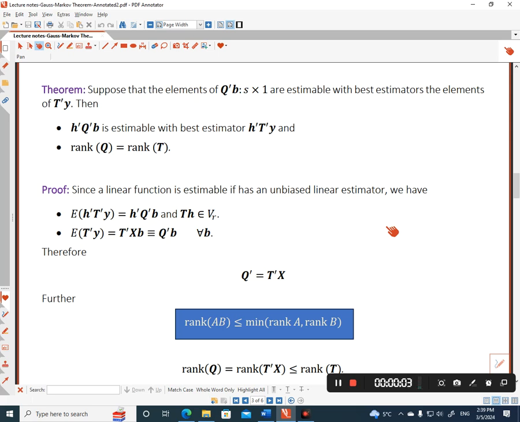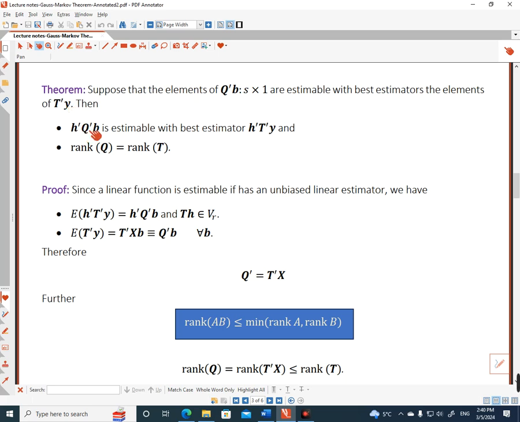Let's look at this final theorem in which we have an estimable, better say, linear function of parameters, and we also have an unbiased estimator, and we want to look at linear transformations. This theorem says that suppose that the elements of Q prime B, where B is the vector of parameters, are estimable with best estimators of the elements T prime Y, where Y is the vector of observations.